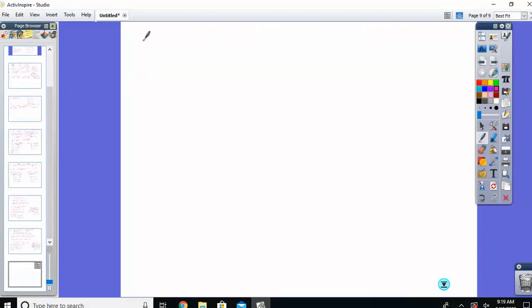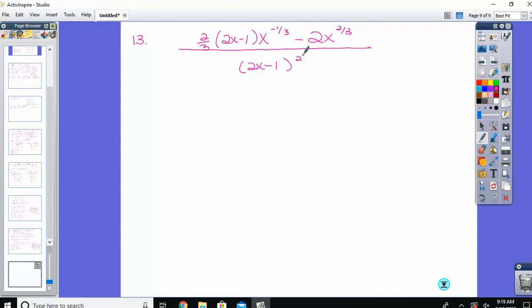Number 13. So if I am looking at this, I've asked you in the directions to write it without negative exponents. So I see right here is my negative exponent. What did we do? We factored it out first so that we could drop it to the bottom.